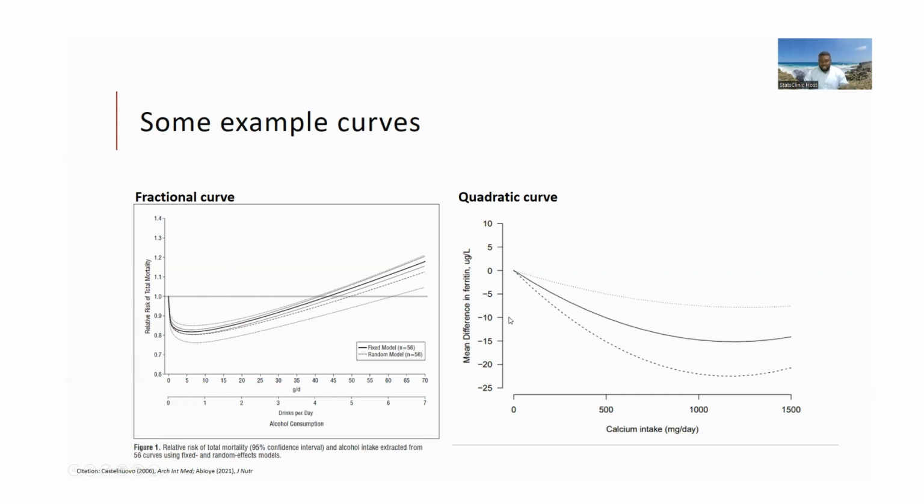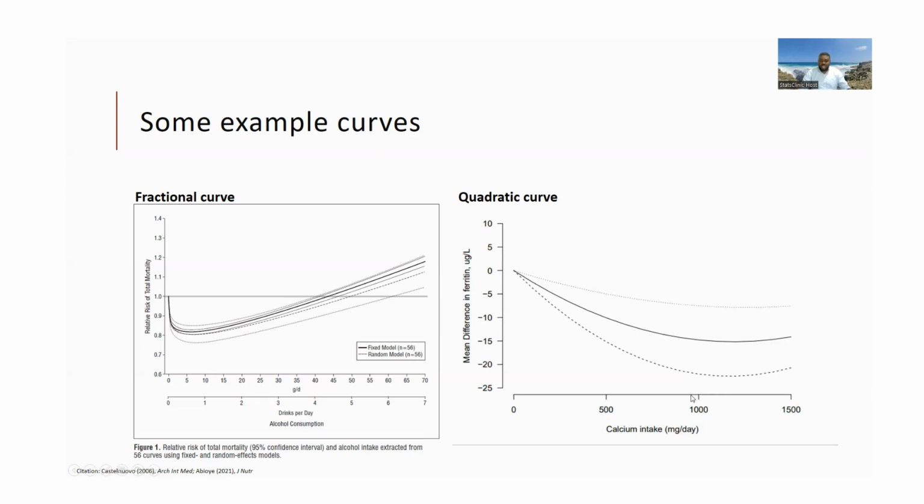The same thing applies for the quadratic curve on the right, where we're looking at calcium intake, in milligrams per day, in relation to iron status. And this is the mean difference, and 0 is a reference. So this is also a curve where the iron status begins to reduce as you increase calcium intake. But when you get to some point, where intake of calcium is 1,000 milligrams per day, you don't have a further decrement in the iron status. Instead, it's almost flat at this point, right?